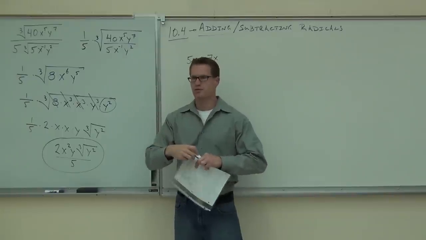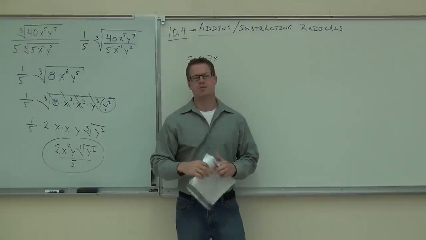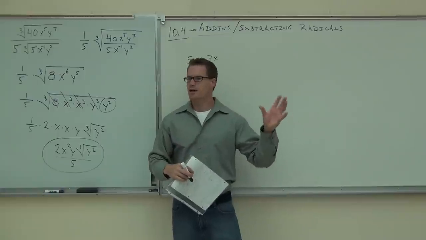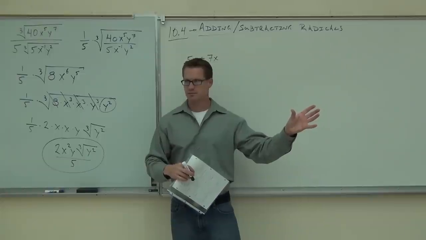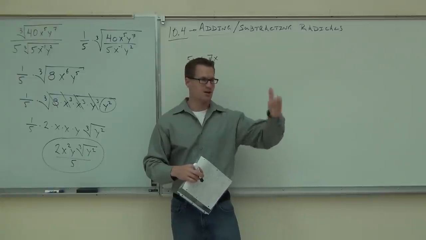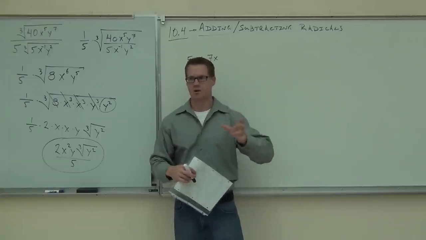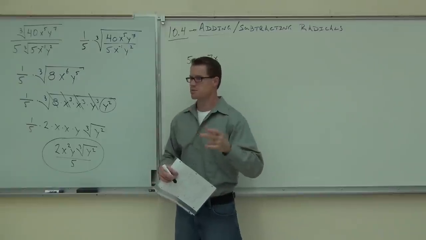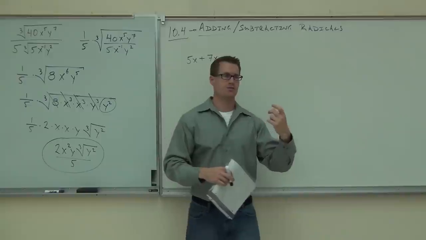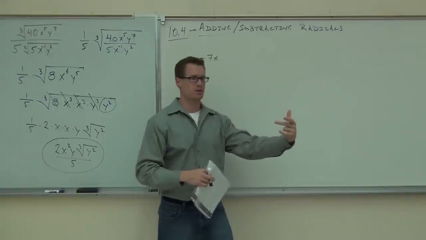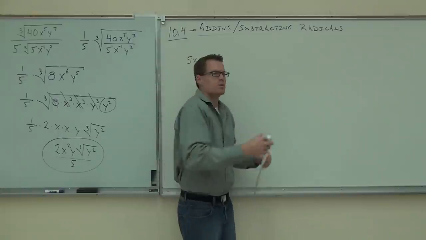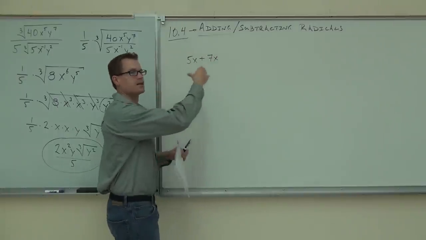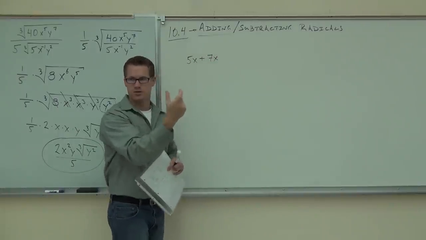When you go to the grocery store and you get 5 apples, and you need more apples, and you get 7 apples, do you get 12 square apples? No. You still have 12 apples. You don't change the units just because you're adding things together. If you have $5 plus $7, you don't get $12 squared, right? That doesn't make sense. So when you're combining like terms, you look at these coefficients.